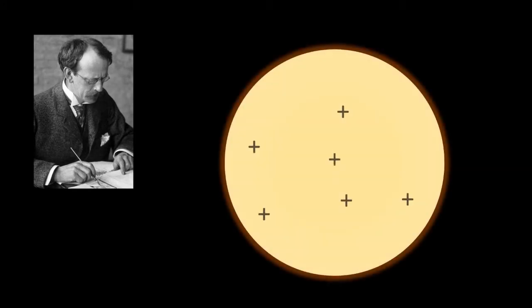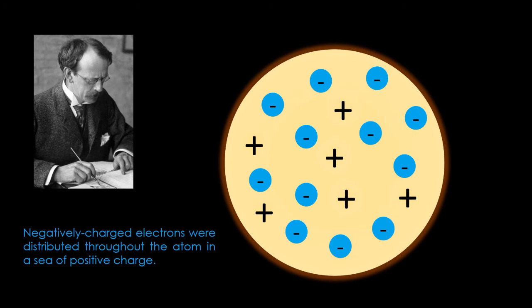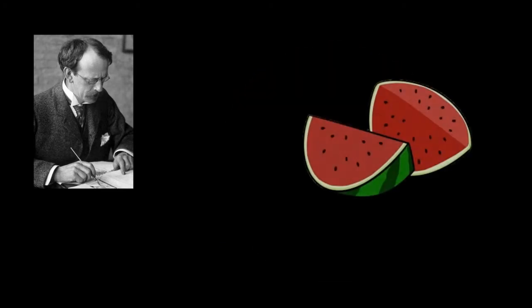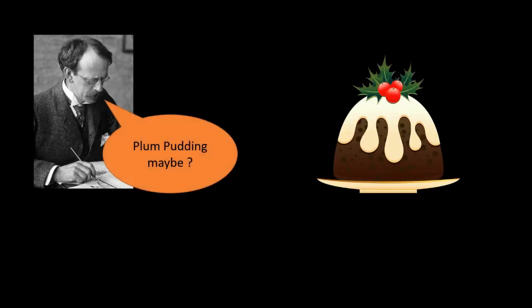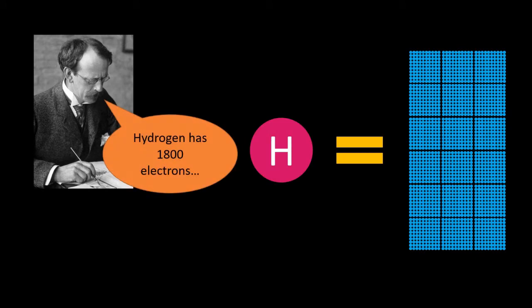Thomson then came up with his famous atomic structure. The atom was a sphere with positive charge, and the negatively charged electrons are distributed throughout the atom in a sea of positive charge. Similar to seeds in a watermelon or plums in a plum pudding. The discovery of the electron changed everything. Thomson's model, although revolutionary, had some flaws. For example, he associated the mass of the atom only with electrons.